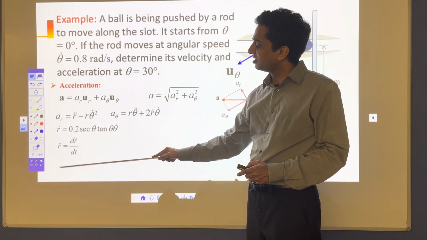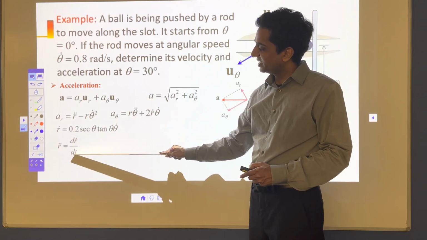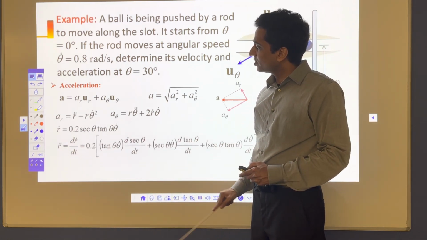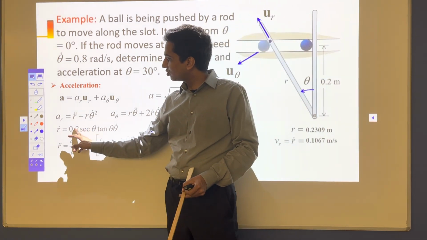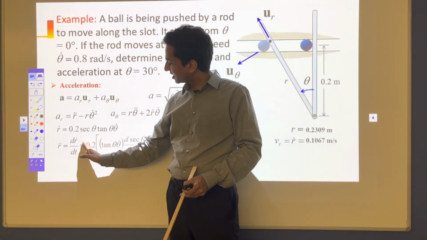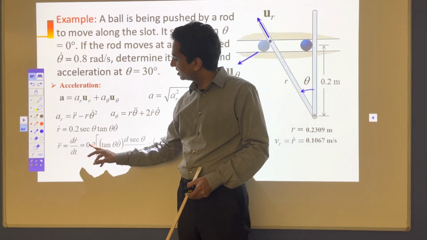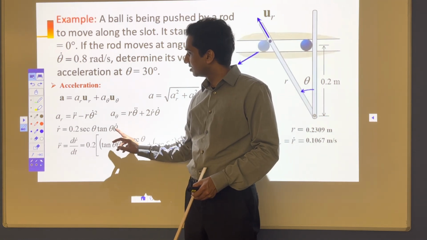That's r double dot equal to dr dot by dt. That's what we want to find out. To find the derivative of this one, we are going to put this 0.2 number as a constant, so it is outside the bracket. And there are three terms here: sec theta, tan theta and theta dot, which is nothing but d theta by dt.